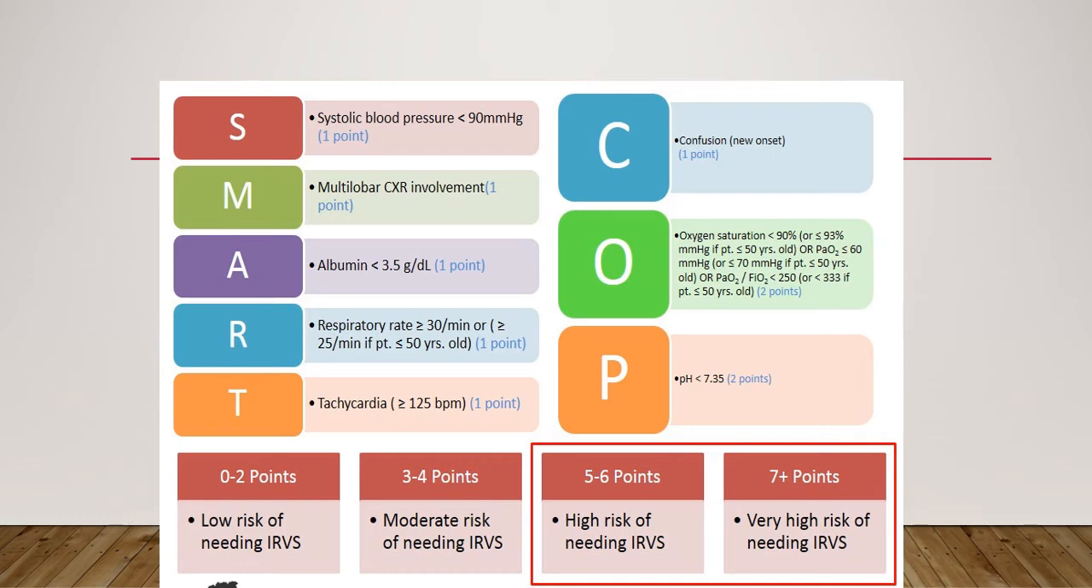So for patients with a score of up to 2, the risk of requiring intensive respiratory and ventilatory support is low. As you go higher up, the risk of requiring support increases. So scores of more than 5 are taken as patients who need ICU admission so that they can be given respiratory and vasopressor support.